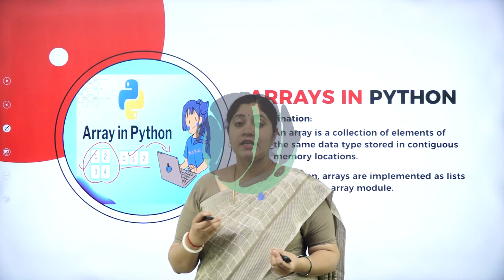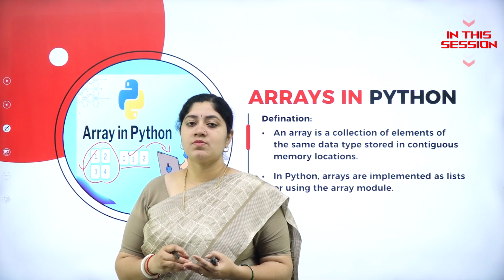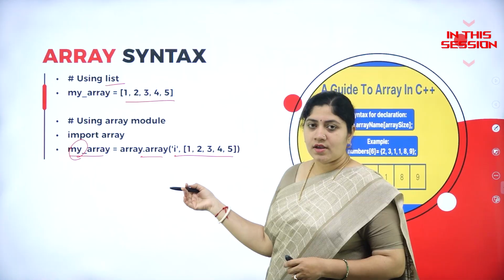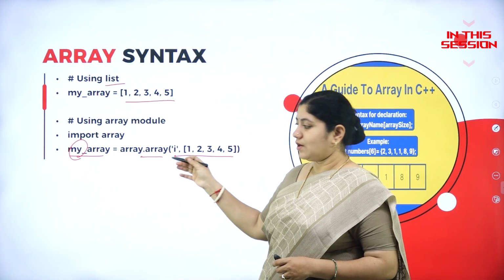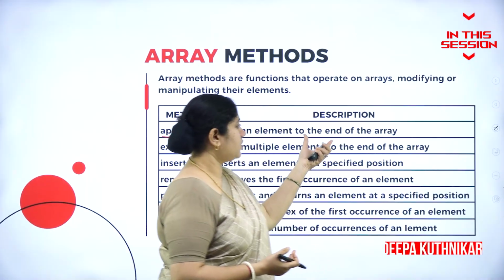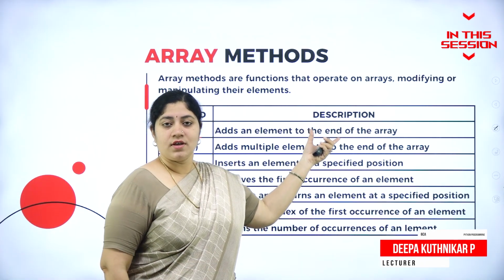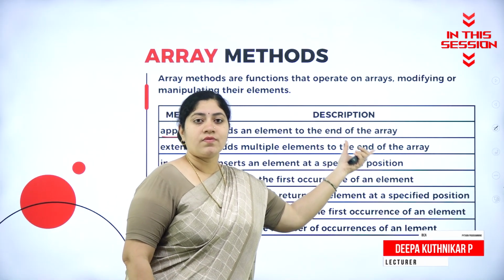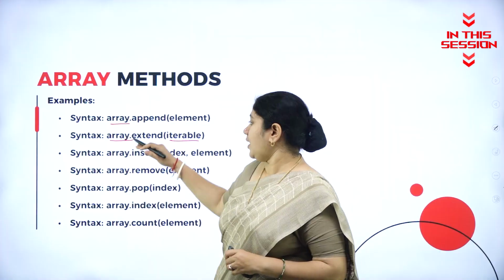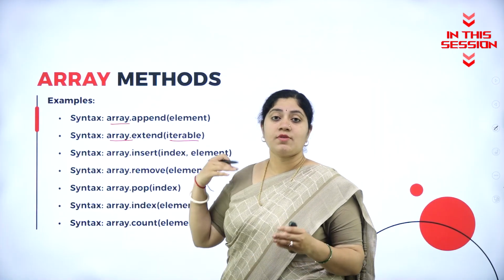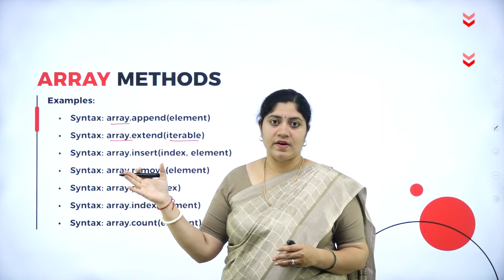Under Python, the arrays are considered or defined in terms of list. So we can define or declare an array within a method by using this syntax. It is none other than adding an element at the end of that array. This extend is utilized to add multiple elements at the end of the array, correct?